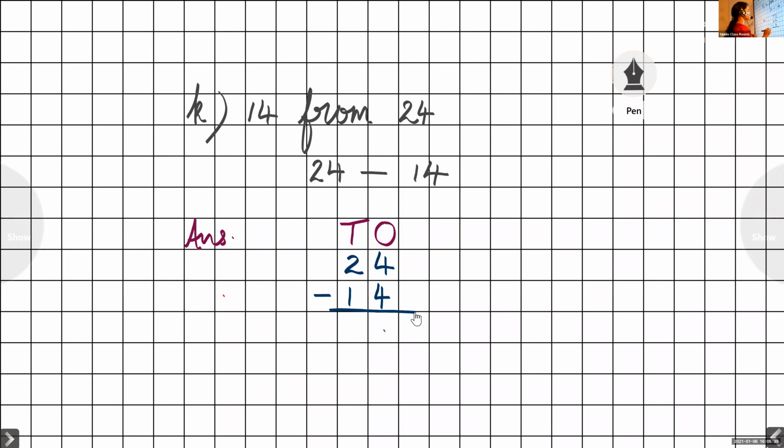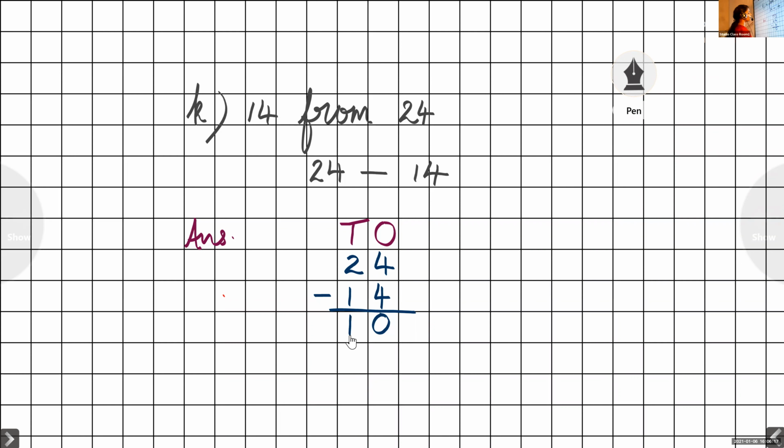And at ones place, we have 4 and 4. 4 minus 4. What is the answer? 0. Very good. When we subtract a number from itself, we always get 0. Tens place, we have 2 minus 1. What is the answer? Who is telling 3? We are adding here? No. We are subtracting. So the answer is 1.